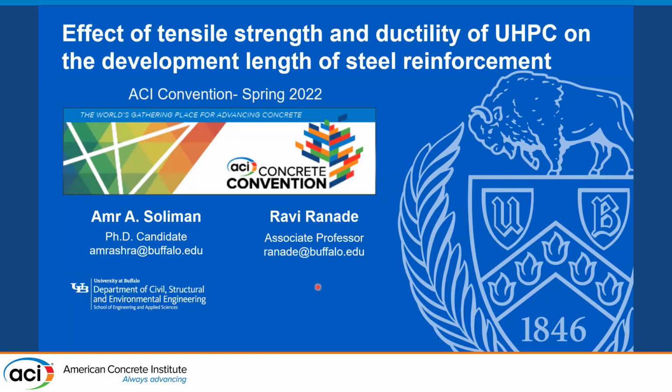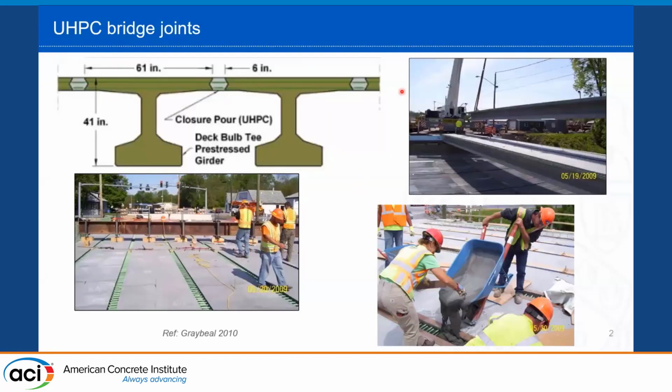So today I will share my research about the effect of tensile strength and ductility of UHPC on the development length of steel reinforcement. As a lot of presenters today talked about the use of UHPC in bridges, the most common application in the US is the use of UHPC for bridge joints to connect precast main girders. The main girders are erected, and then the gap between the girders is filled with UHPC to provide the joint or the bonding between the two pieces.